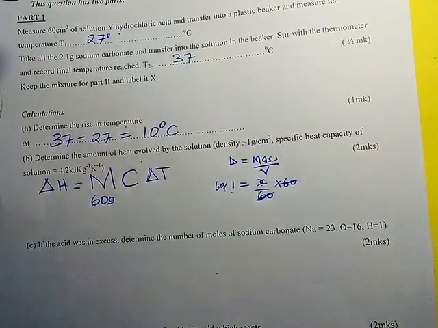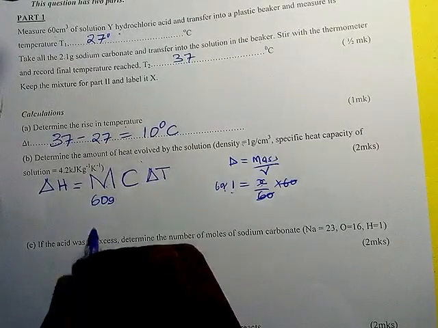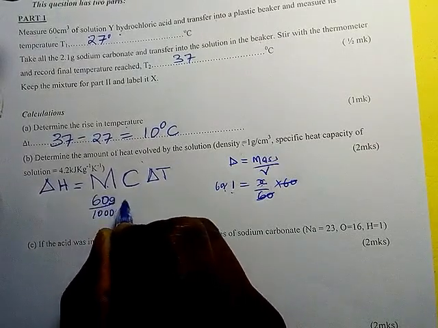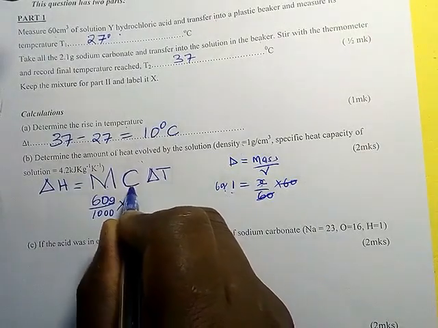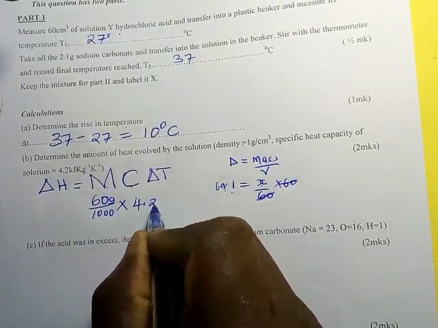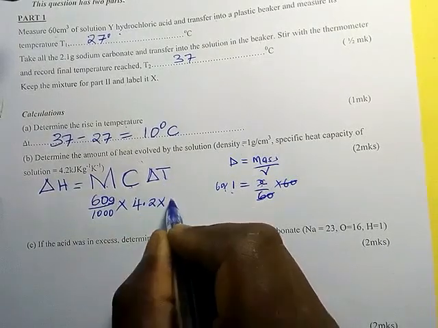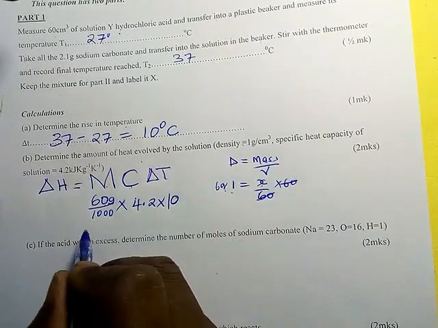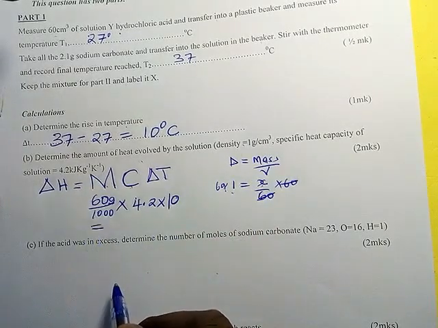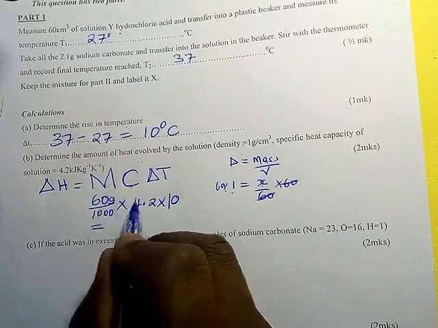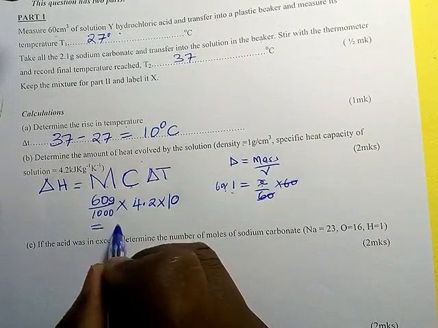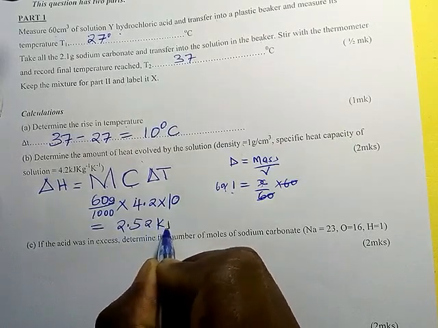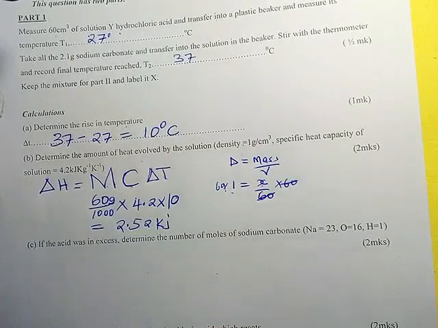If I want heat in kilojoules, I will divide by 1000 to make this mass into kilograms, and then times specific heat capacity, which is 4.2, and then times temperature change, which is 10. Right? So after doing that, use your calculator and you find out that the answer is 2.52 kilojoules, and that is the heat change.